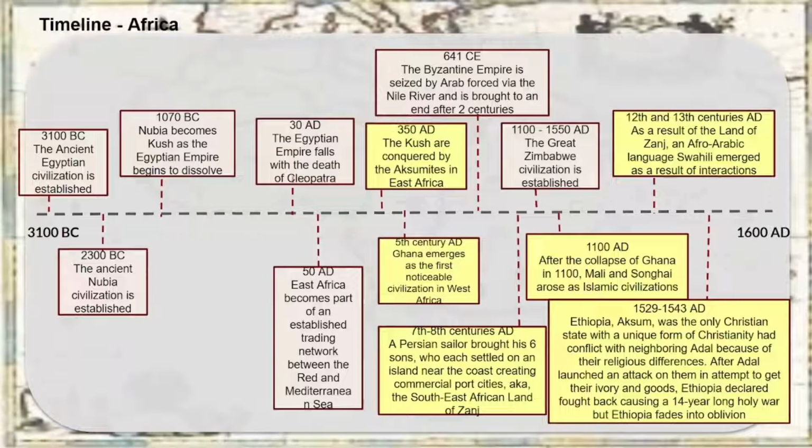In the 5th century AD, Ghana emerges as one of the first noticeable civilizations in West Africa because they were filled with gold and they were able to use that as a way to put themselves on the map for major traders. In 641 CE, like I said before, the Byzantine Empire is seized by Arab forces via the Nile River, and they are finally brought to an end after their reign for 2 centuries.